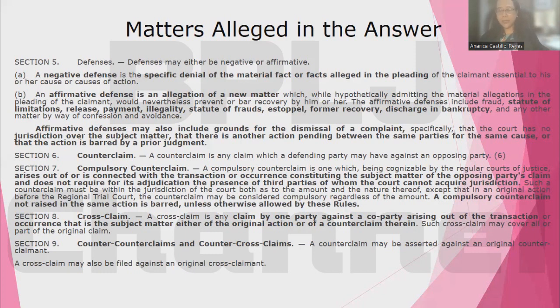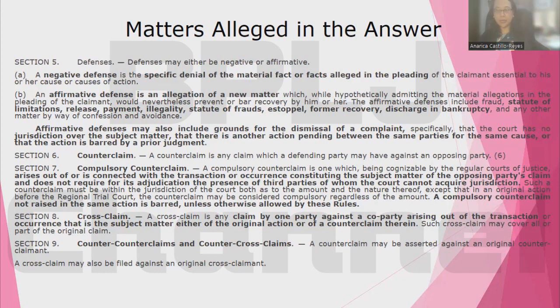The affirmative defense includes fraud, statute of limitations, release, payment, illegality, statute of frauds, estoppel, former recovery, discharge in bankruptcy, and any other matter by way of compensation and avoidance. So in other words, for example, in a suit for collection of some money, a classic example of an affirmative defense is payment.